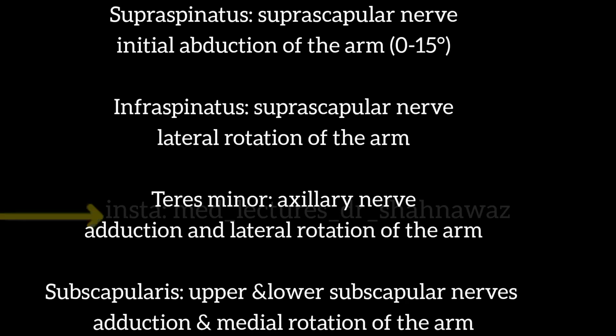And the last muscle is the subscapularis muscle, innervated by the upper and lower subscapular nerves, and its function is adduction and medial rotation of the arm. So it's important to know the functions of the muscles, and when there is a limited range of motion, we have to suspect injury or a tear of the specific muscle responsible for that movement.